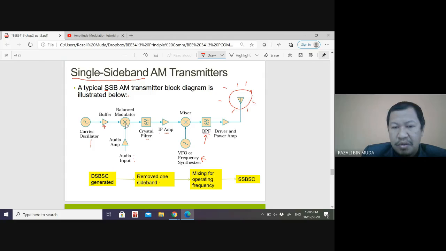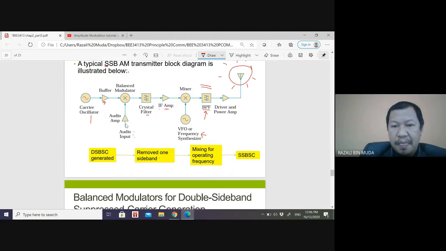So normally, how do they remove the sideband? Using a band pass filter, removing one part of the signal, of the sideband.